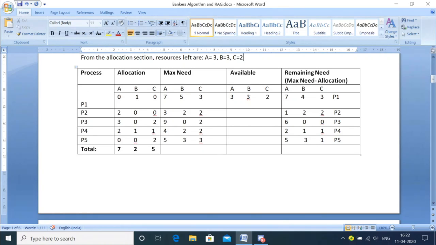Okay, so first I will compare with P1. All right, so if I compare with P1, what do I see? I have 3 instances of A, but how many instances of A do I need? 7. So can I give like this? Can I give? No. Why? Because if I'm having 3 units, like in junior class, for example, you have 3 toffees, but you need 7 toffees. Can we get 7 toffees if we have 3 toffees in hand? We can't, isn't it? So this is not possible.